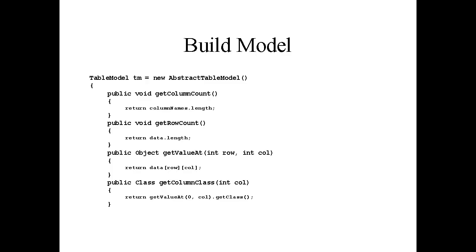Here's a thing called the abstract table model, and that requires that you be implementing the column count, the row count, the value at any specific location, and the column class, and how you would get the column at that location.